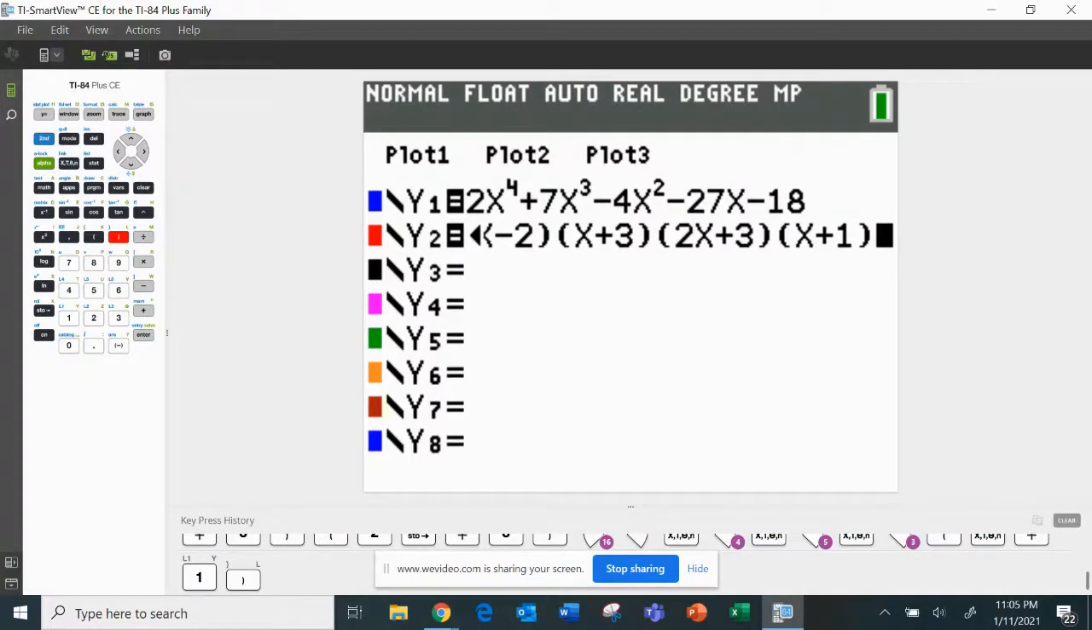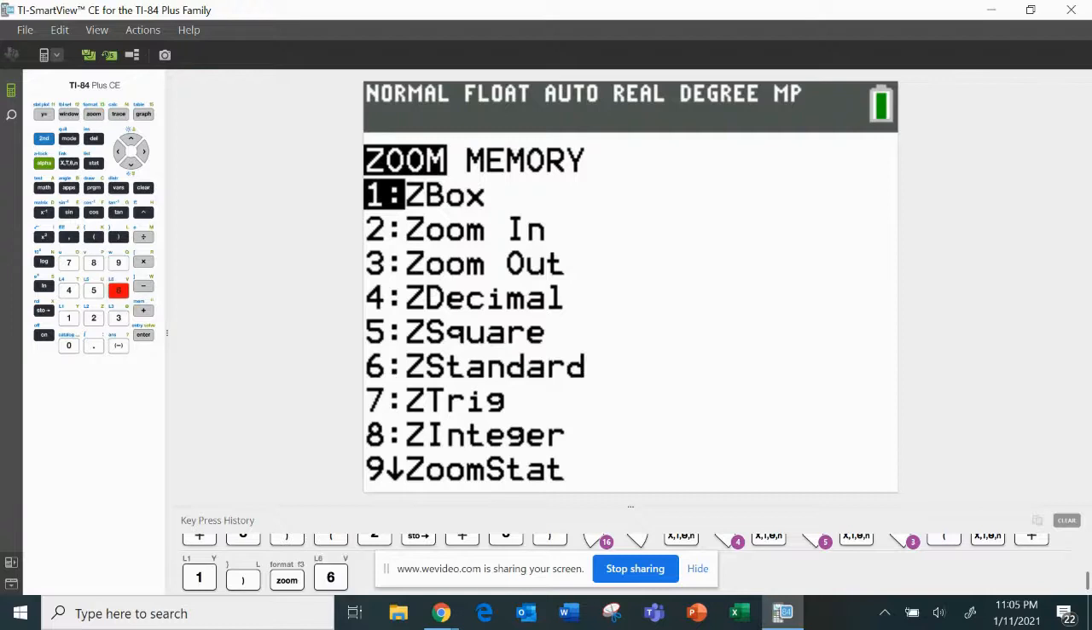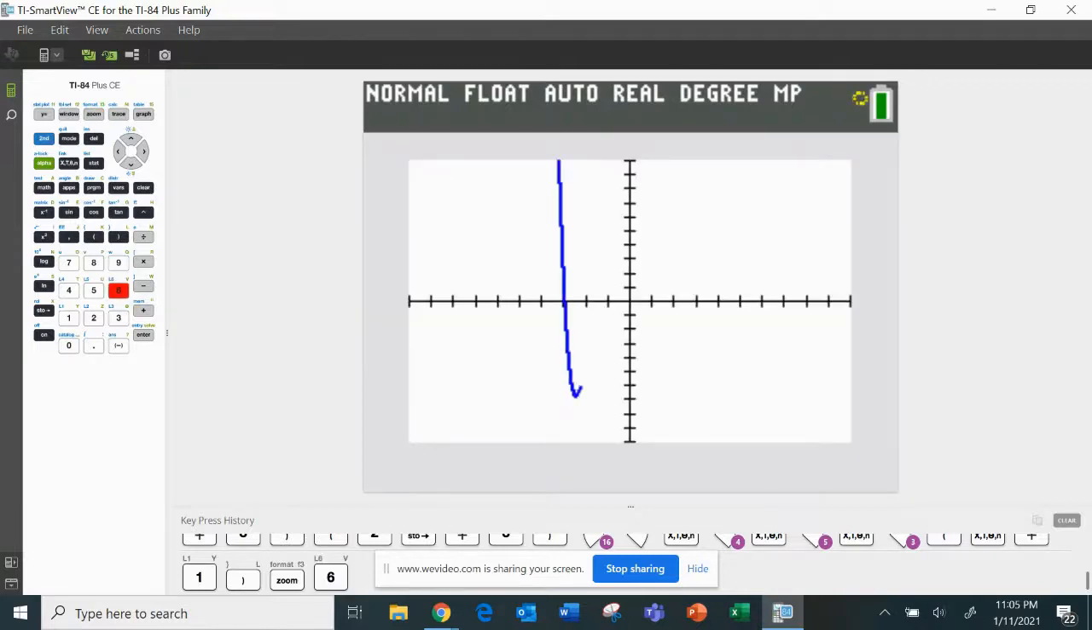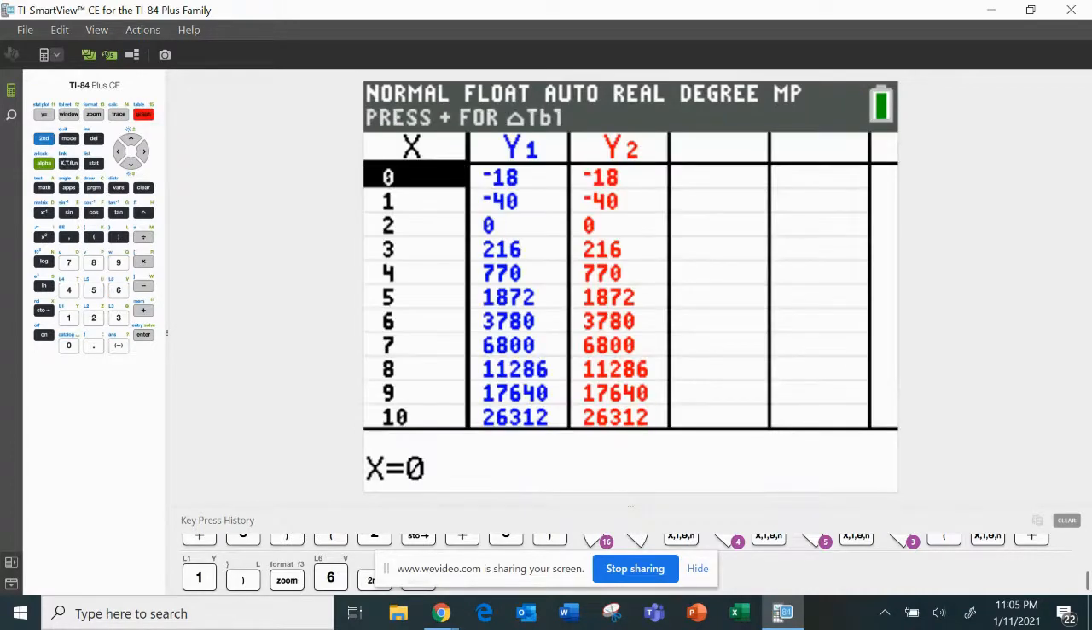I'm going to hit Zoom 6 just to fix my window, just in case it was messed up from a different class. And there's my first graph. And then my second graph, it looks like it fits on top. Just to be completely sure, you could zoom really far out, or you could just check out your table. So second graph, and all of the numbers should match. If some of them match but not all do, you've done something wrong. So all of the numbers should match.